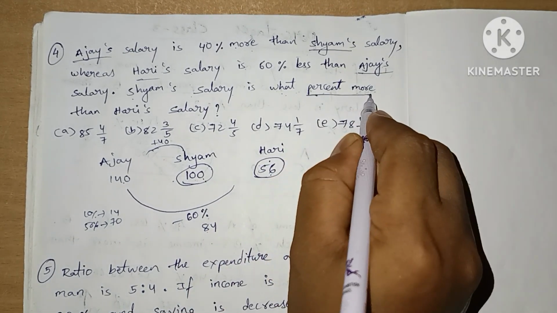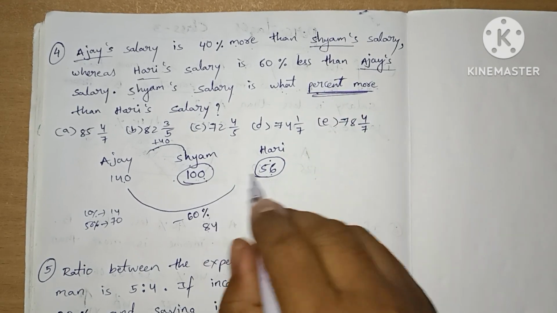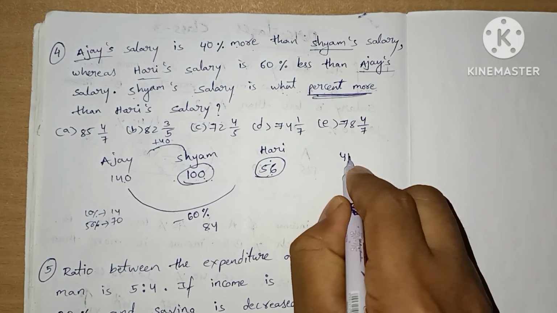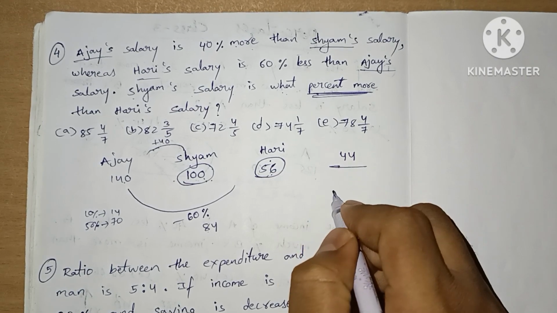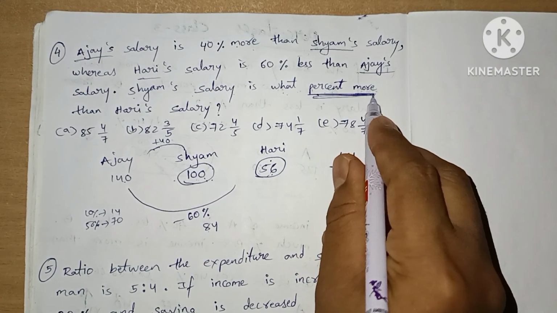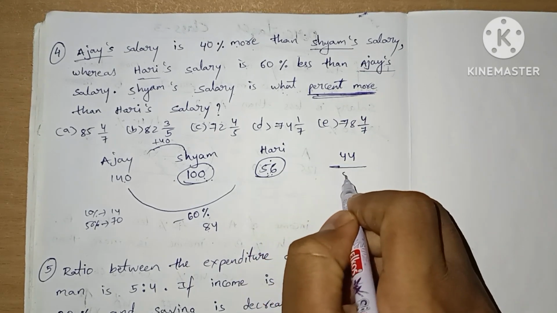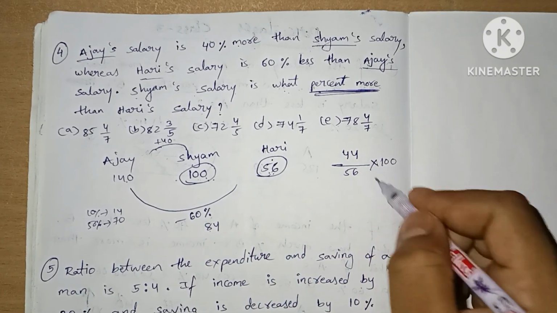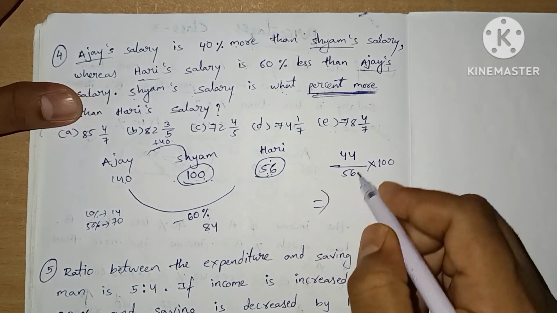It asks about percentage more. Then we take the difference between these two, which is 44, divided by, since it is talking about more, we take the lesser value, which is 56, into 100. This is the answer. Let's see.